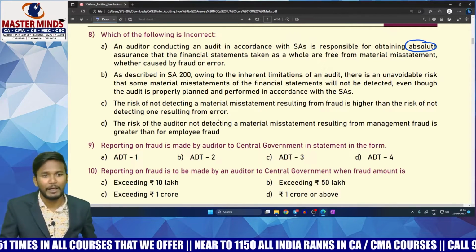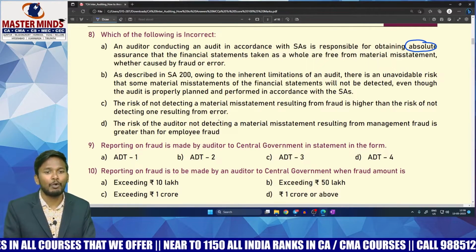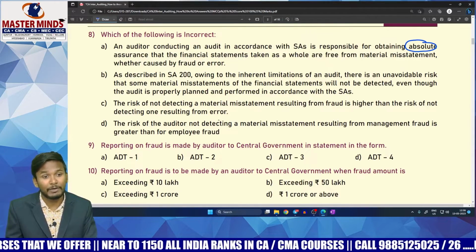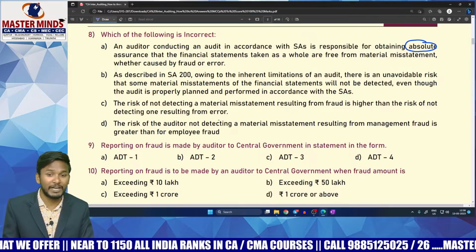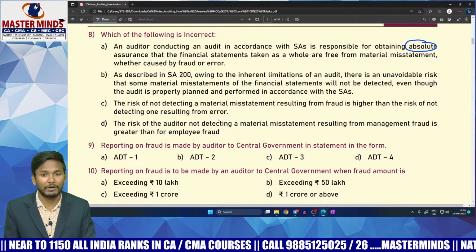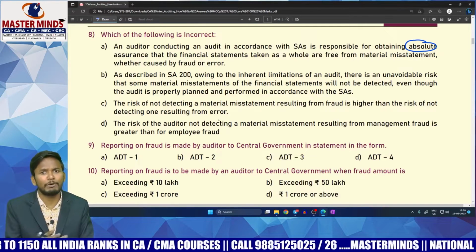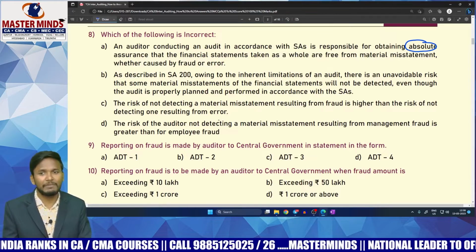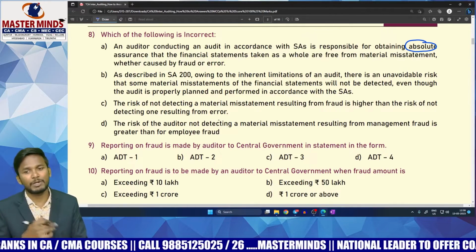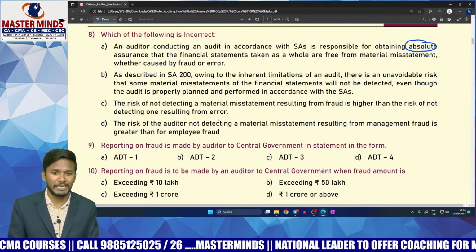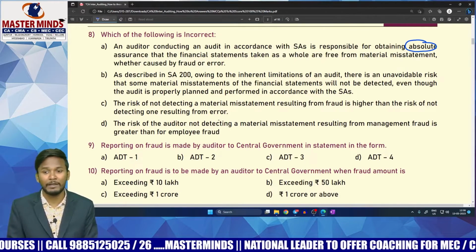Let's see B point. As described in SA 200, owing to the inherent limitations of an audit, there is an unavoidable risk that some material misstatement of the financial statement will not be detected, even though the audit is properly planned and performed in accordance with the standards on auditing. Absolutely true statement only. That is the reason why we are telling there are inherent limitations. That is the reason why we are telling auditor will obtain only a reasonable assurance. Correct?